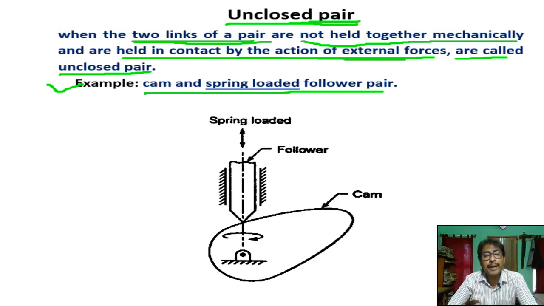Example: cam and spring loaded follower pair. This is the cam, this is the follower. How is it held? There is a loaded spring here, and due to gravity the follower is held. It is kept in contact by the force exerted by the spring and gravity. OK, it is clear, my student. Thank you.